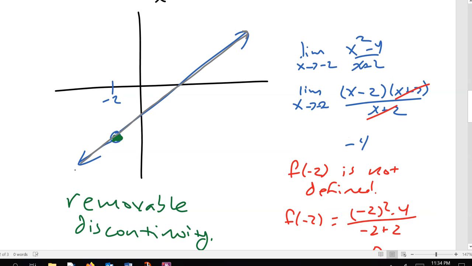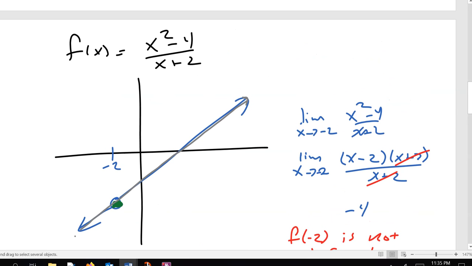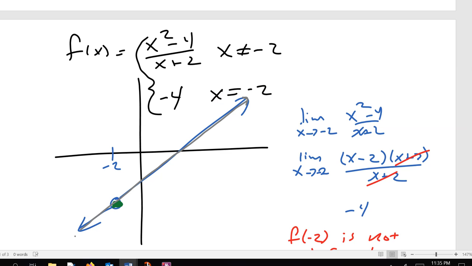So if I go back and redefine this function as a piecewise type thing, and say, well, this is what it is when x is not equal to negative 2, but my function is going to equal 4 when x does equal negative 2. So I add in that one ordered pair, okay? And that plugs the hole in the graph. That's what we mean by a removable discontinuity. We have removed the hole in the graph. We plugged it up. Okay?